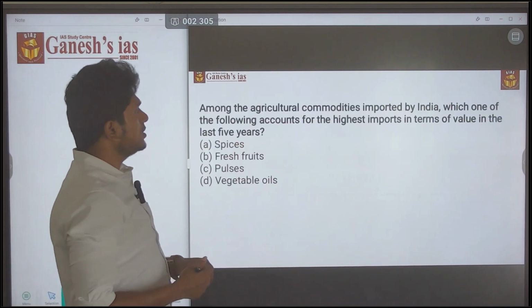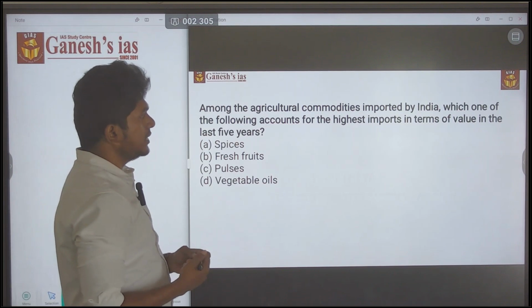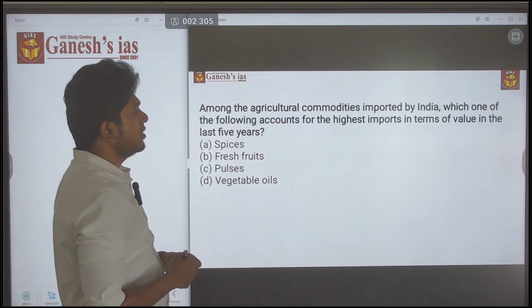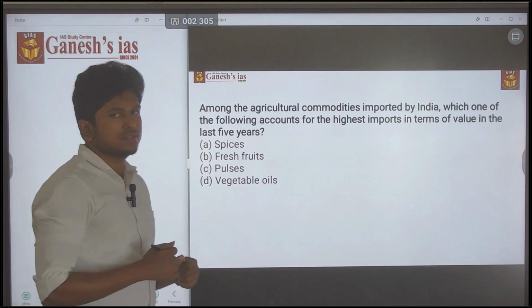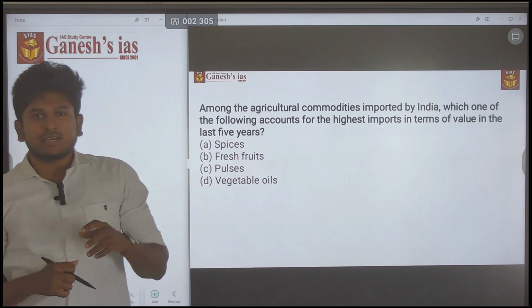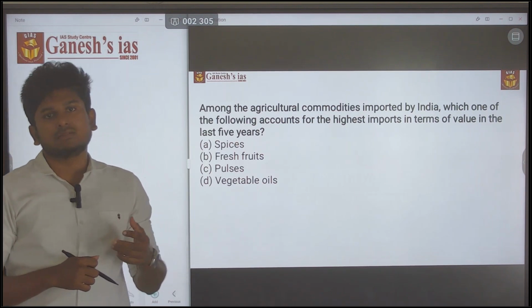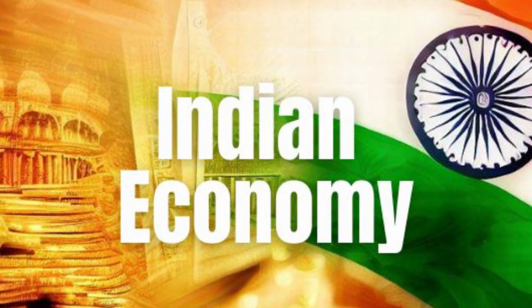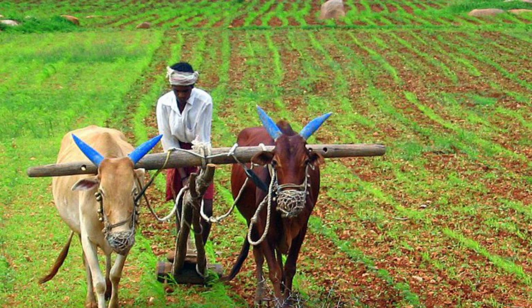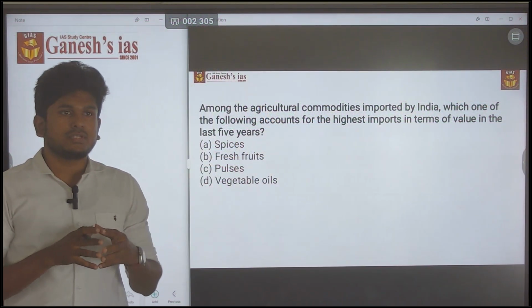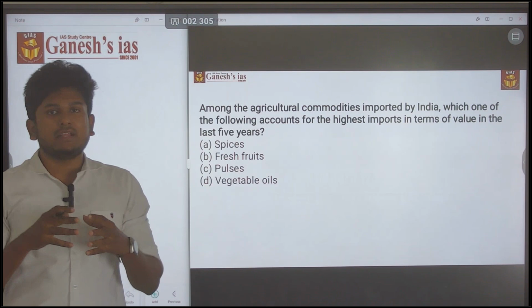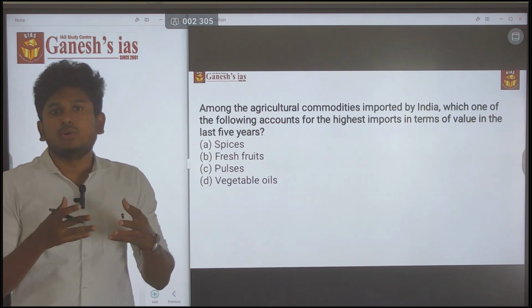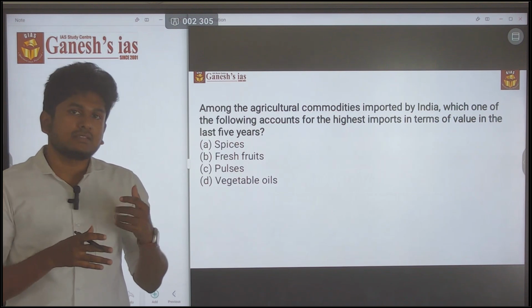Among the agricultural commodities imported by India, which one of the following accounts for the highest import in terms of value in the last 5 years? See, these kinds of questions may be asked here and there. But with a basic understanding of India's economy or India's agriculture, you can answer this question. It is not even indirectly connected to current affairs. The source of this question is unknown, but still you can answer these kinds of questions.